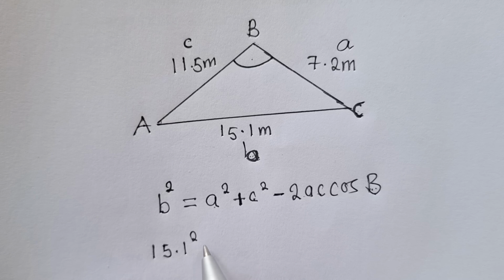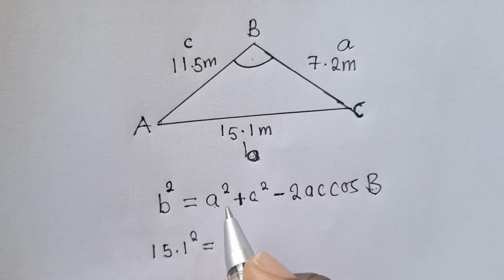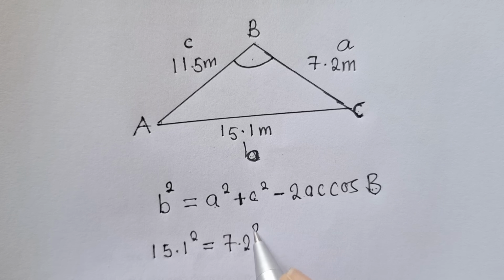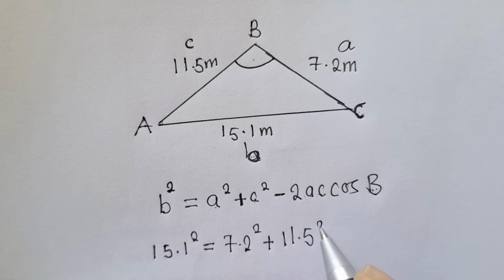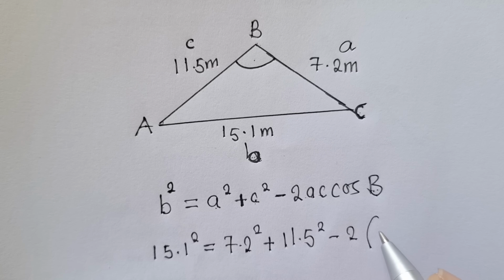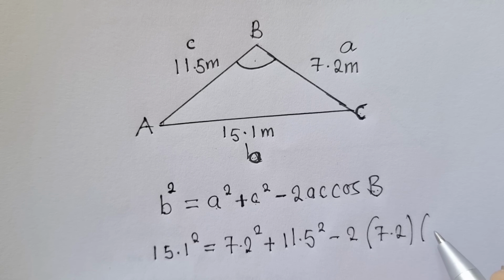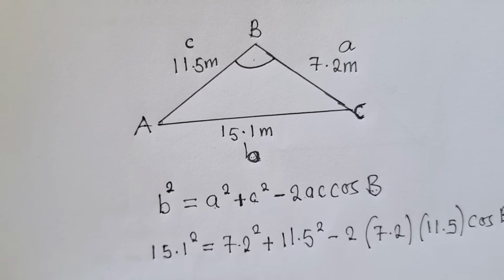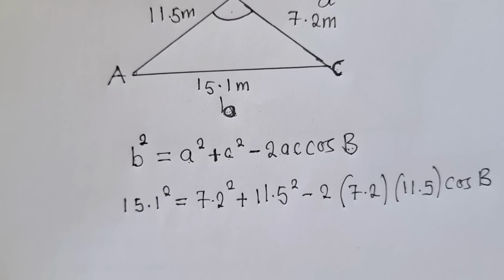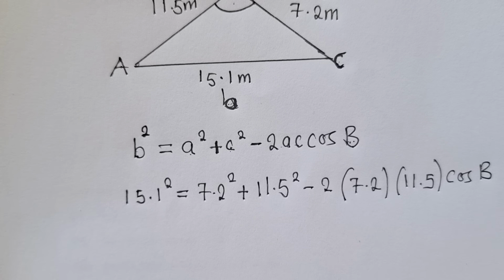15.1 squared, which is down here, is equal to a, that is 7.2 squared, plus c, that is 11.5 squared, minus 2. Our a is 7.2. Our c is 11.5. And then we say cos B. So these are the steps you must follow, and this is how you're supposed to do it.